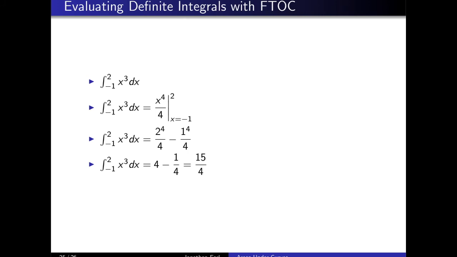And then lastly, we could find the area between minus 1 and 2 of x cubed. We'd previously found it to be 15/4, and conveniently that's what we get. So we'll take an antiderivative for x cubed. X to the 4 over 4 will do. We'll then evaluate it at 2 and get 4, and then subtract off x to the 4 over 4 evaluated at minus 1, so subtract off a fourth, and get 15 over 4.